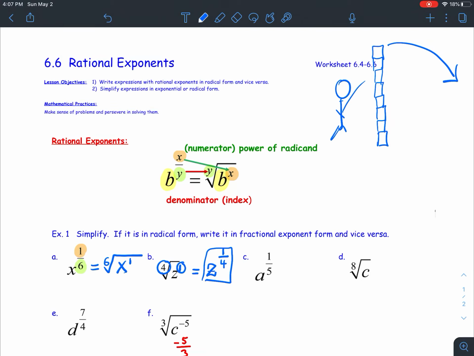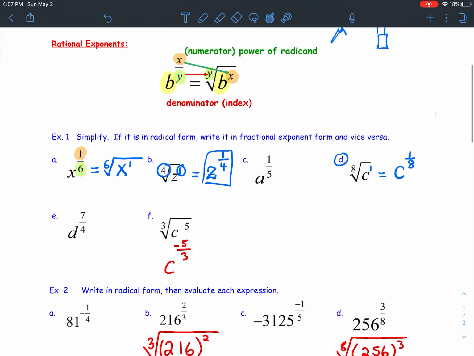Okay, let's just try a couple more here. Let's jump over here to example D. That one is very similar to what we just did here. So again, we're going to put this as a fractional exponent. The 8 should be the denominator. The 1 should be the numerator.